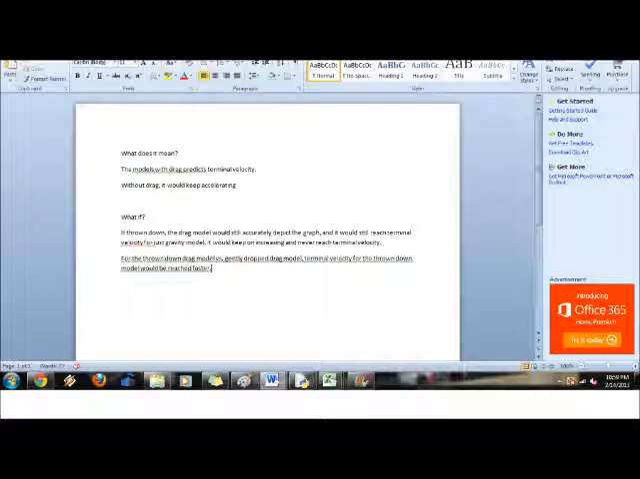So for the what if portion, what if the piece of paper was thrown down instead of just dropped? Well, if thrown down, the drag model would still accurately depict the graph. It would still reach terminal velocity. For just the gravity model, it would keep on increasing and never reach terminal velocity. For the thrown down drag model versus the gently dropped drag model, the terminal velocity for the thrown down model would be reached faster. This is because the drag force resists it faster, and thus it would reach terminal velocity at a faster rate.